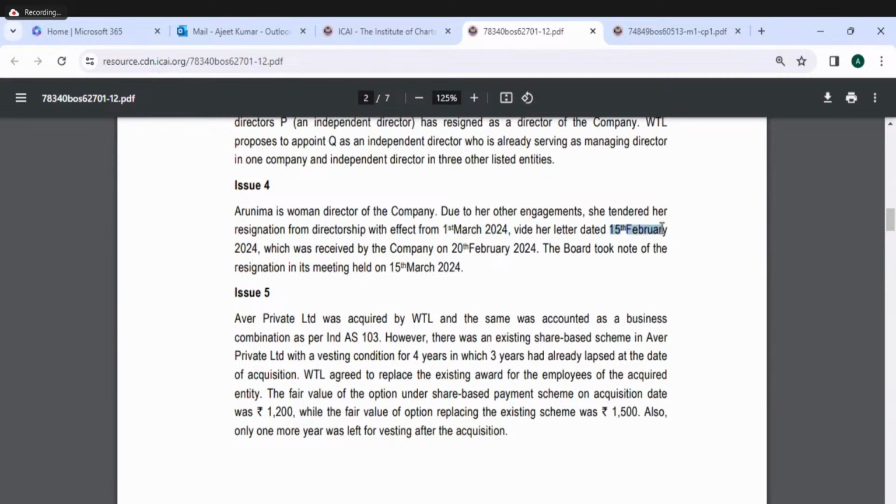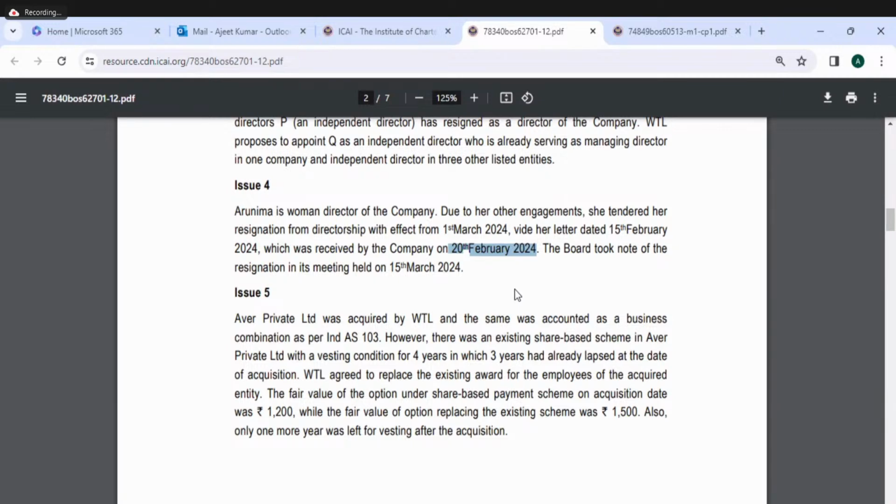And this letter was received by the company on which date? This was on 20th February. The company received the letter of resignation on 20th February 2024. Now, the board took note of the resignation in its meeting held on 15th March 2024. So we have these 4 dates. If I'm clear about the provisions, then I will be able to know which date I have to take into consideration.